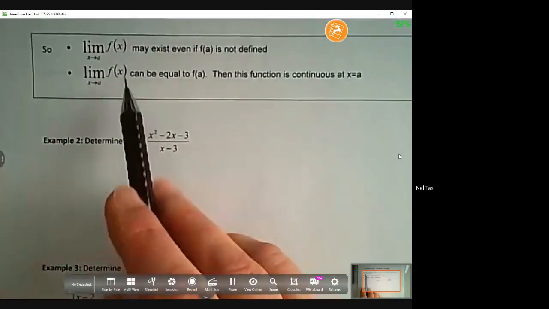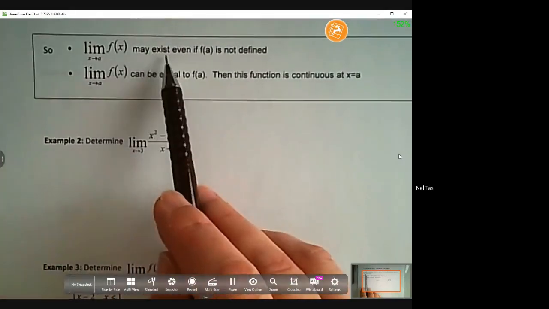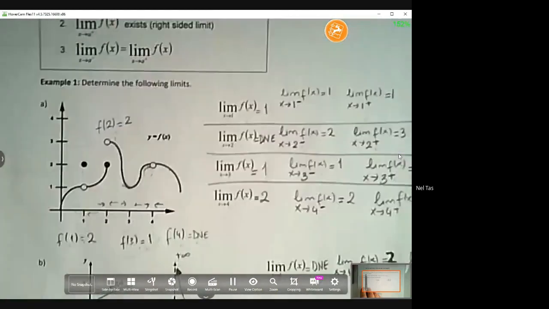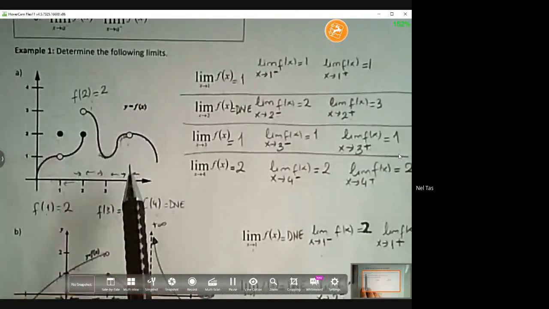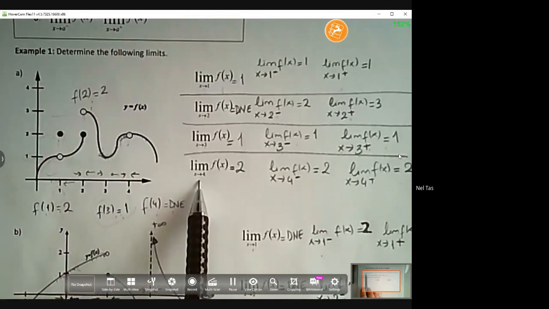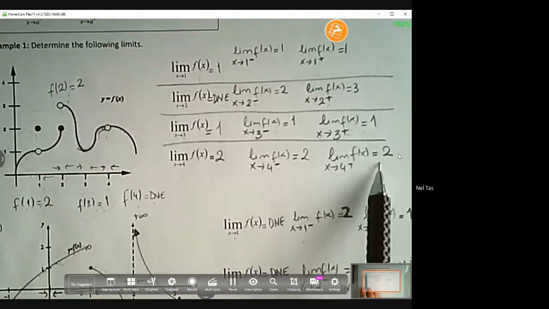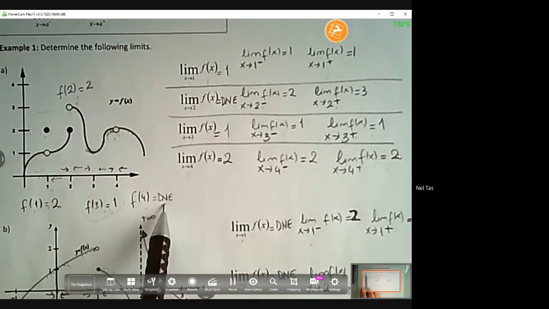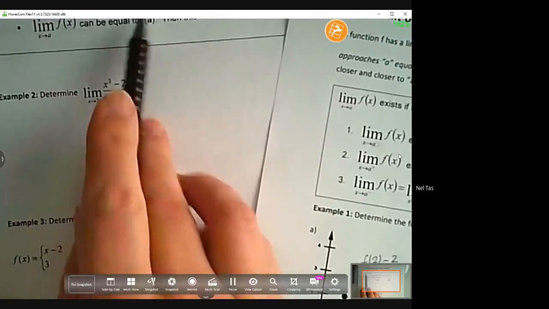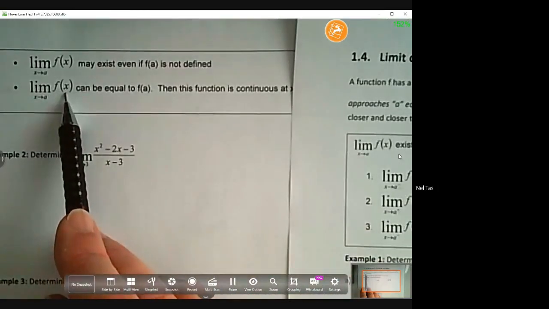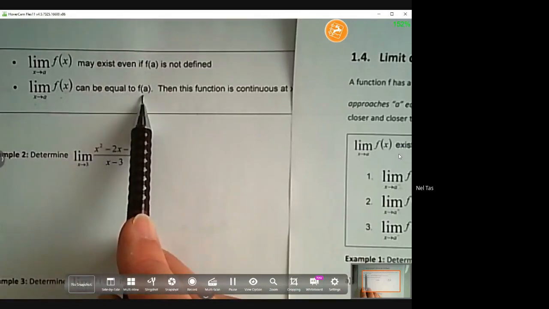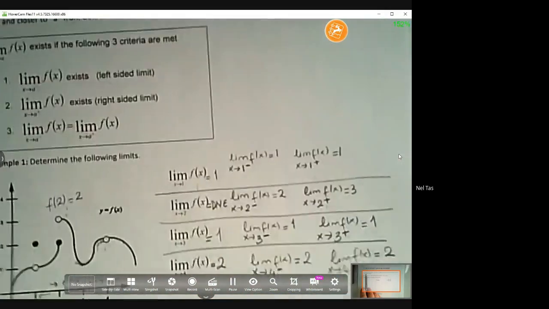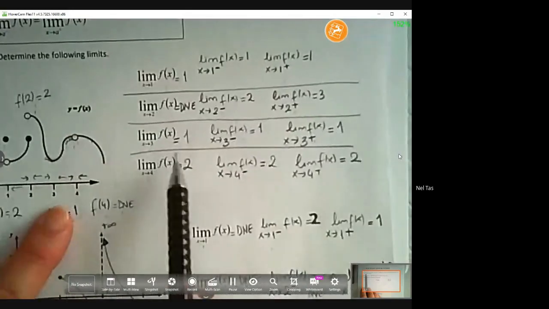So, limit of f of x as x approaches a may exist, even if f of a is not defined. We already had an example like that, okay? When we look at this, limit of f of x as x approaches 4, limit exists, right, 2, but f of 4 does not exist. So that is possible. That's what it is saying. And the other one, limit of f of x as x approaches a can be equal to f of a, then this function is continuous at x equals a.